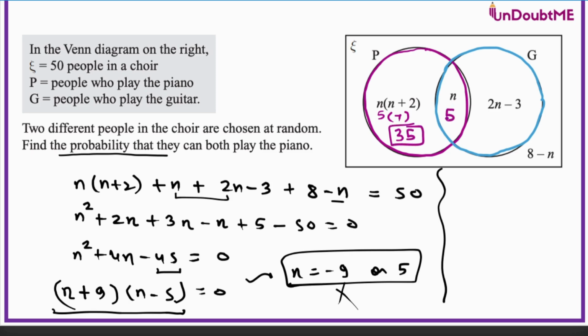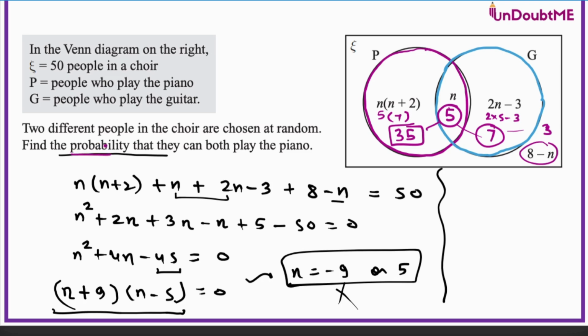Then 5 people who play both. 2n minus 3 means 2 times 5, 10, minus 3, that is 7. So there are 7 people who play only guitar, and outside we have 8 minus 5, that is 3 people who play nothing. This is how we can add them, and we can also justify that it is together 50. Now we are all set to get the probability.